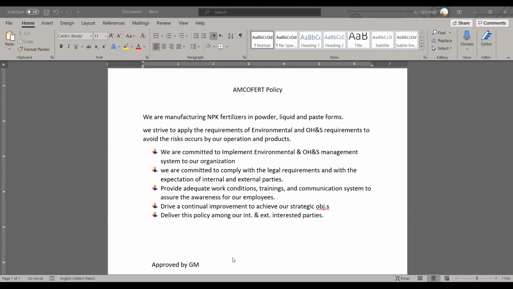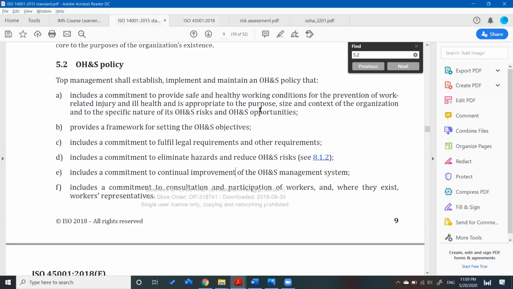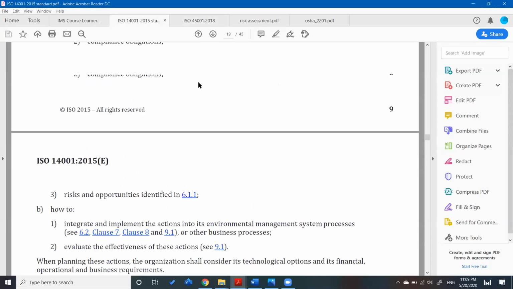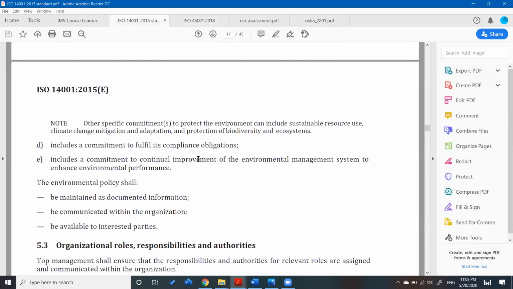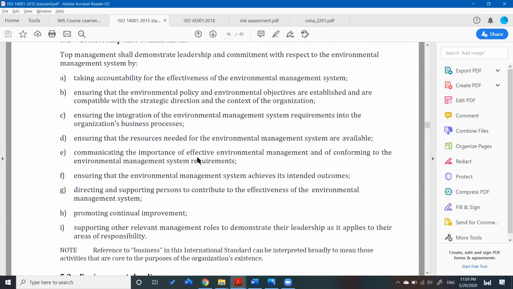Oh, wait. Can you see it now? Yes. This is health and safety. I need 14,000. Where is it? Oh, there it is.